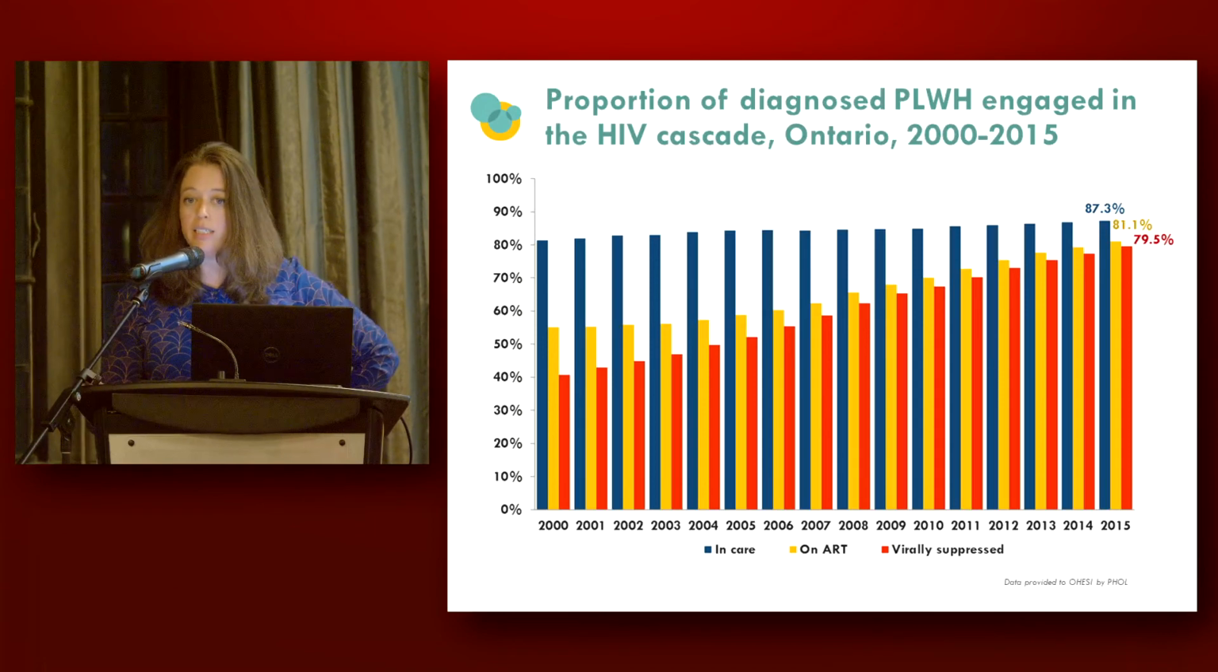And along with that, as expected, we've seen an increase in the percentage of people who are virally suppressed, where it was only 40% in 2000, it's almost 80% in 2015. This shows that we've had quite a bit of increase, but when you think about treatment as prevention, there's still a population of people in Ontario who know they have HIV but are not necessarily virally suppressed. So that's something that's very important to consider when we think about interventions.